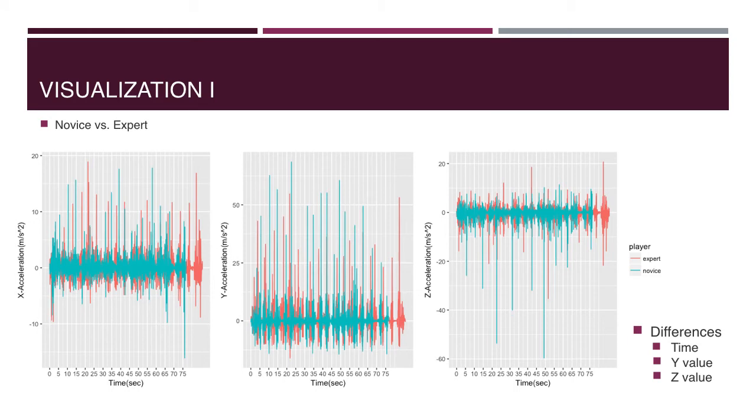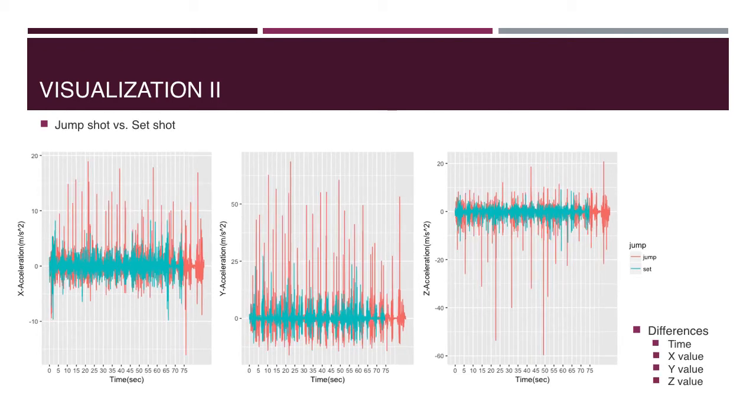This is the first visualization that we do. It's about the novice and expert. As you can see from the picture, generally the expert took more time to finish the 15 shots than the novice. In terms of the Y value and Z value, you can see a huge difference between the expert and the novice in the peak value. It seems that the novice has higher values, but in different directions in Y and Z.